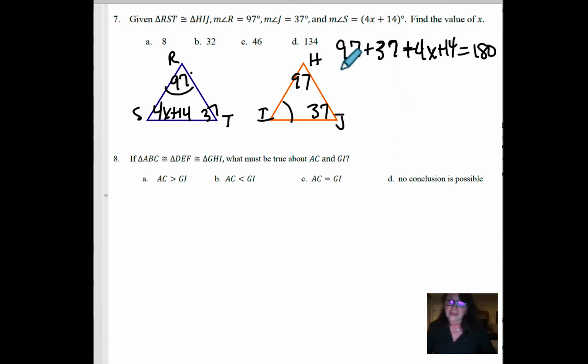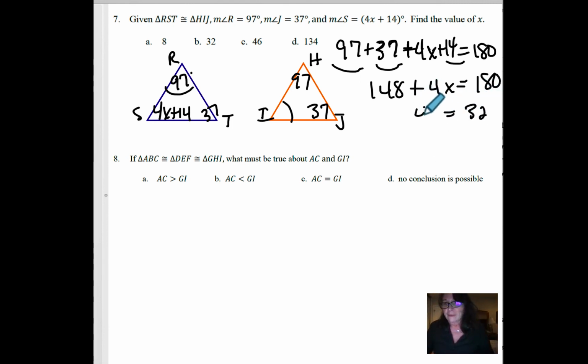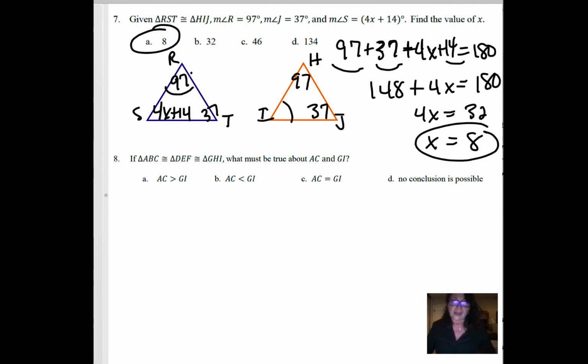97 plus 37 plus 14 is 148. And 148 plus 4x is equal to 180. And if I take 180 and I subtract 148, I get 32. And so I have 4x is equal to 32. So x equals 8. And so that's all they wanted you to do, was find x.